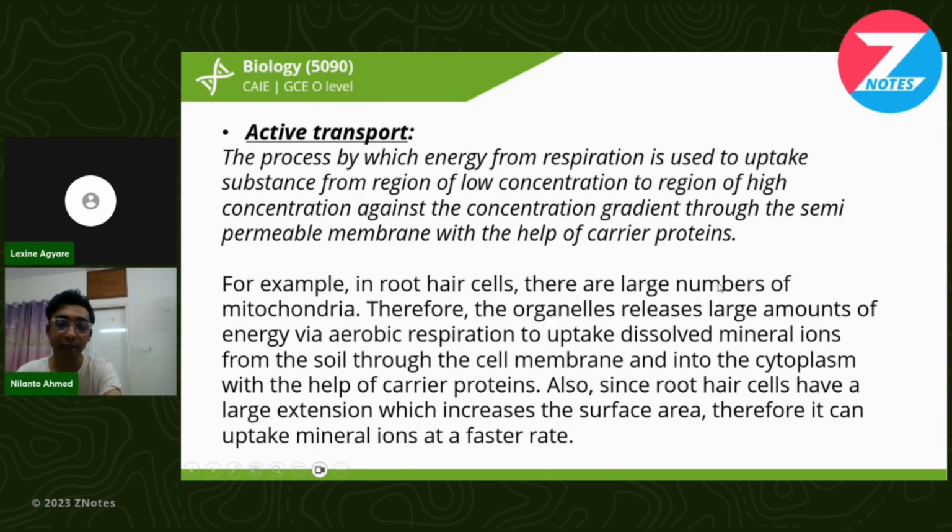The reason behind the large number of mitochondria is that large amounts of energy need to be produced, so that via channel proteins and carrier proteins, some substances such as charged ions can be moved from an area of lower concentration to an area of higher concentration through the cell membrane. And since root hair cells, as we have once talked about, have a large extension which increases the surface area, they can take up mineral ions at a faster rate.